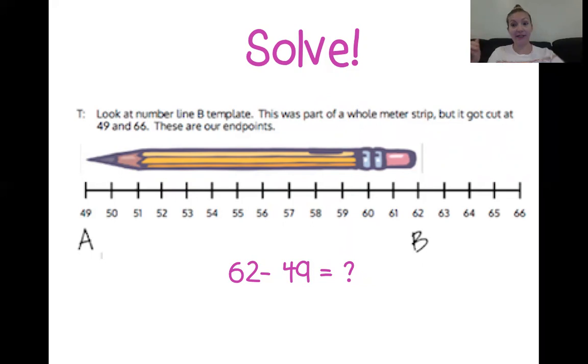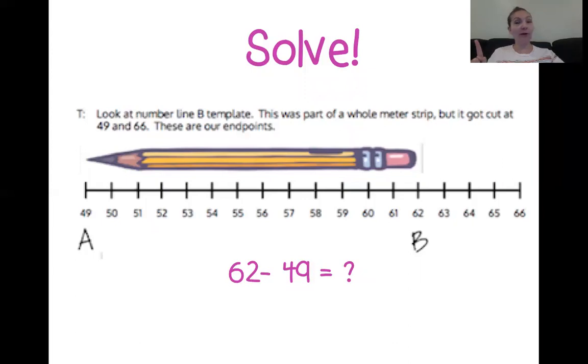We don't have 0 to 48 to 49. We don't have that part of the meter strip. It got cut off and it's missing. But we can still use this piece to measure the pencil. How? We see that the pencil goes from 49 to 62. Does that mean that the pencil is 62 centimeters long?